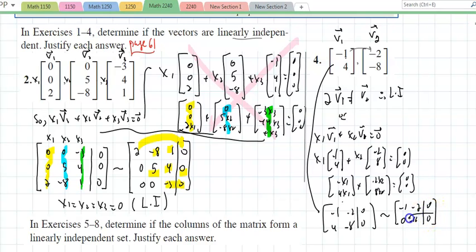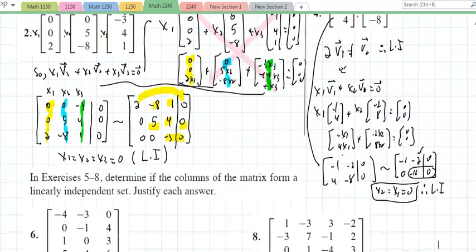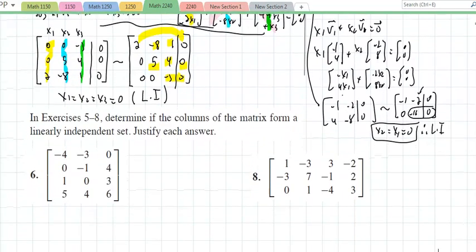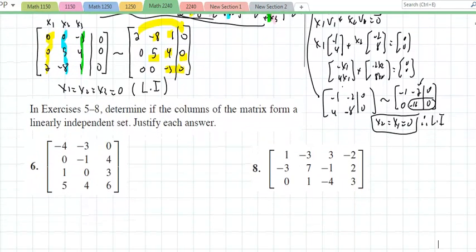Doesn't that mean that x2 equals 0? And if you put it in there, x1 equals 0. Therefore, linearly independent. If the only solution is the trivial solution, which is all of them being zeros, then pretty much you're done.